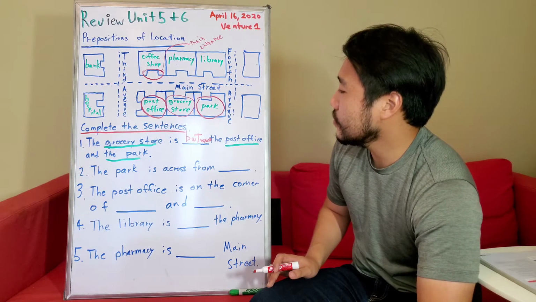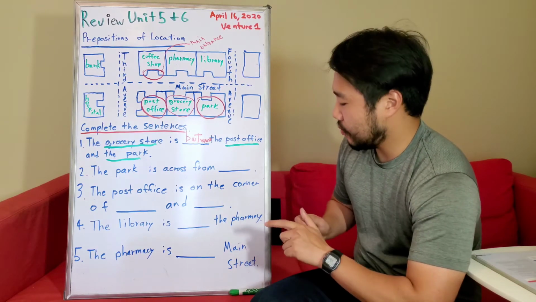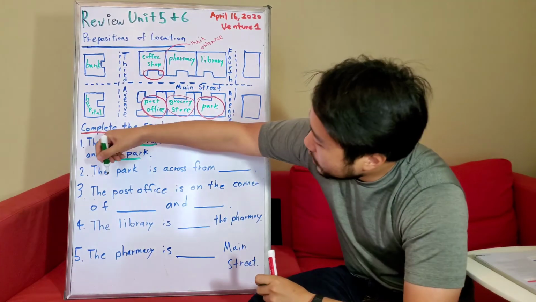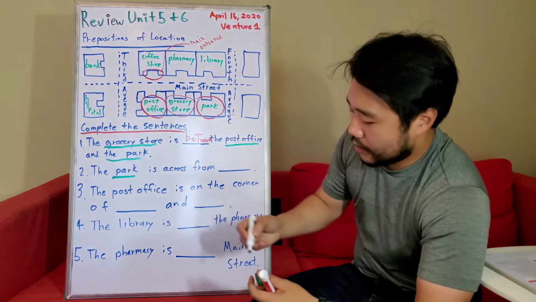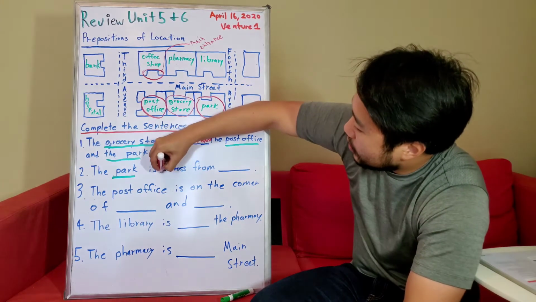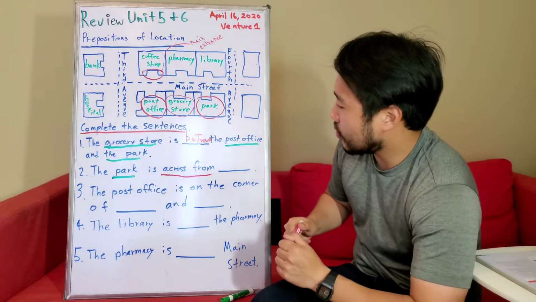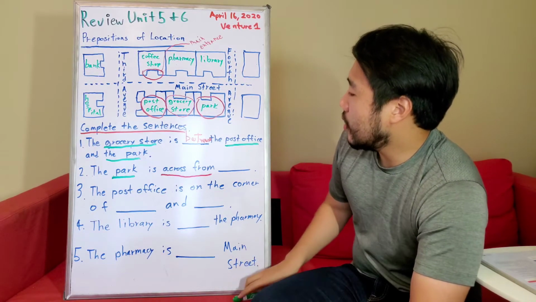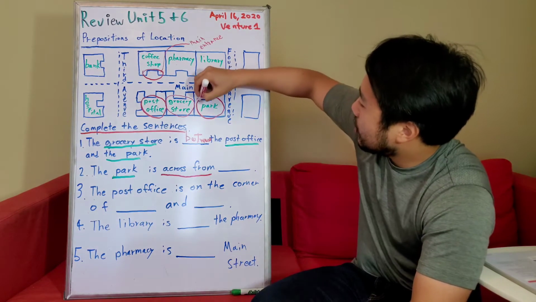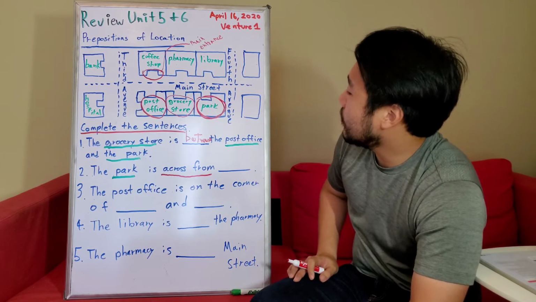So number 2. The park is across from blank. Here, the place is park. And then here, we can see that the preposition they use is across from. Across from. So now, let's see, the park is right here, okay? And then across from.